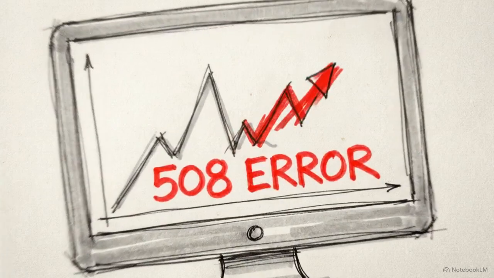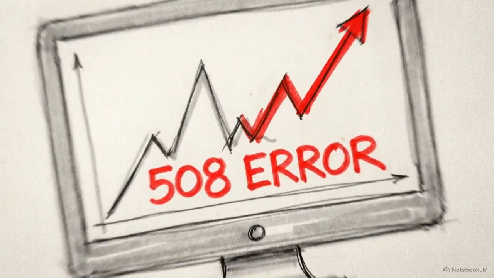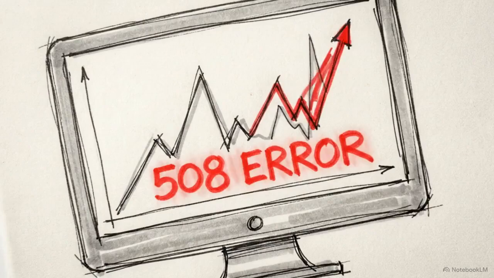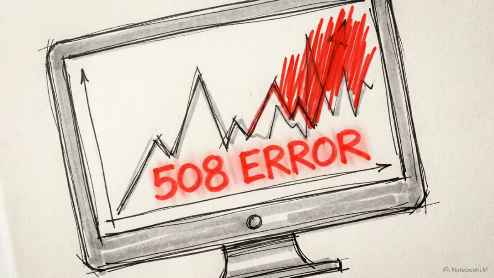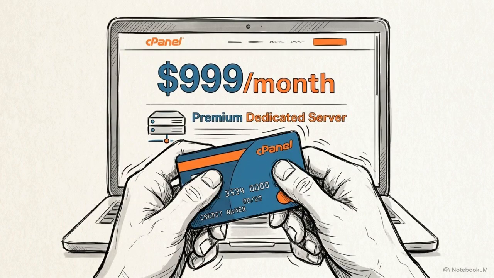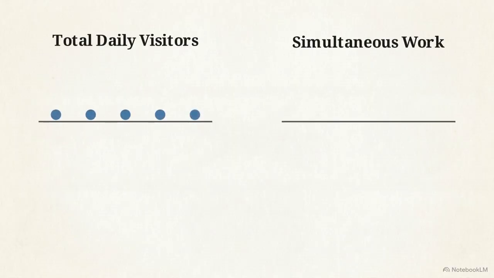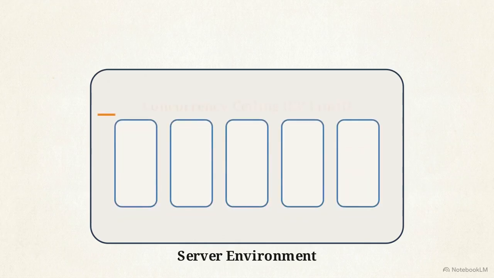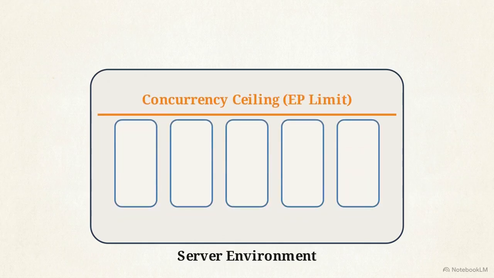Your traffic is finally spiking, and suddenly your site crashes. You get a 508 resource limit reached error, and the first instinct is usually panic, followed by buying an expensive server upgrade. The error triggers when you hit your entry process limit, a measure of simultaneous work rather than total daily visitors. Think of the entry process, or EP limit, as a strict concurrency ceiling.